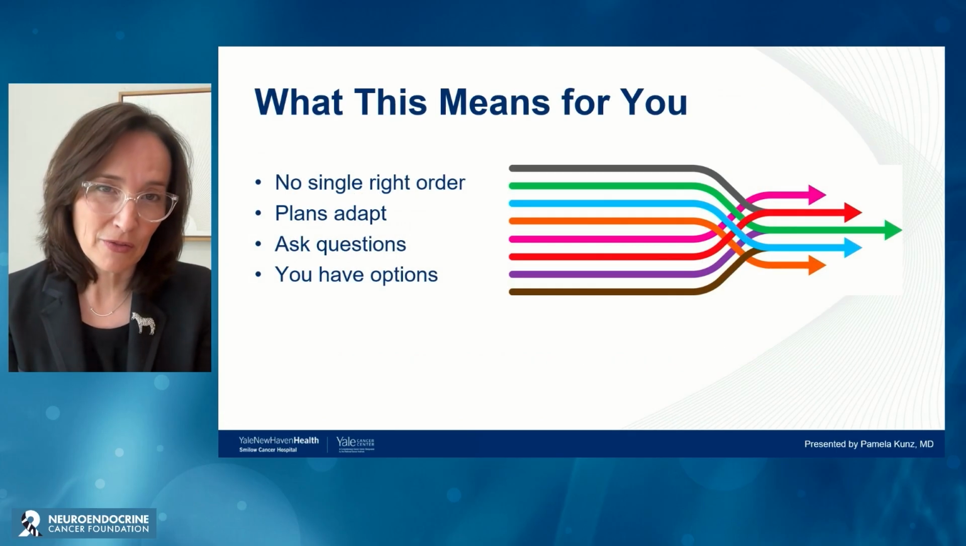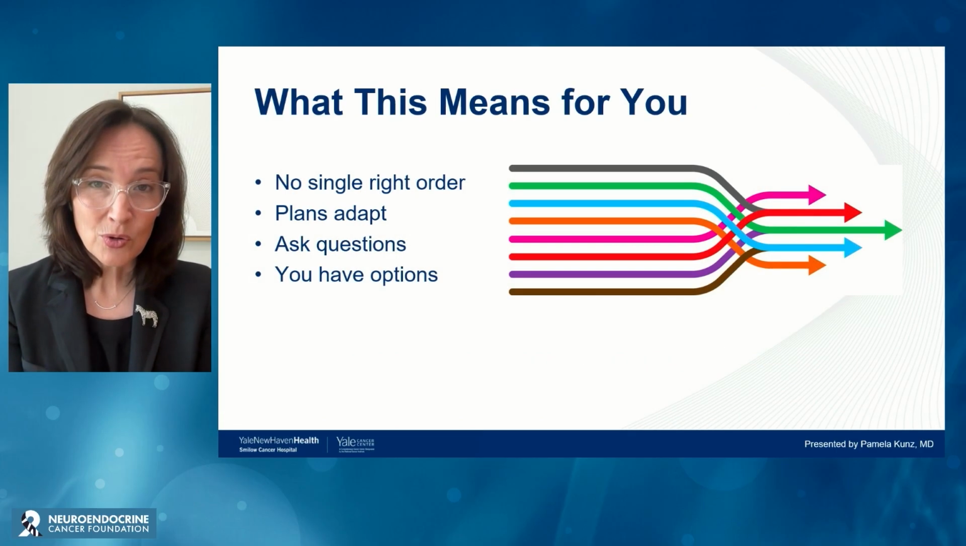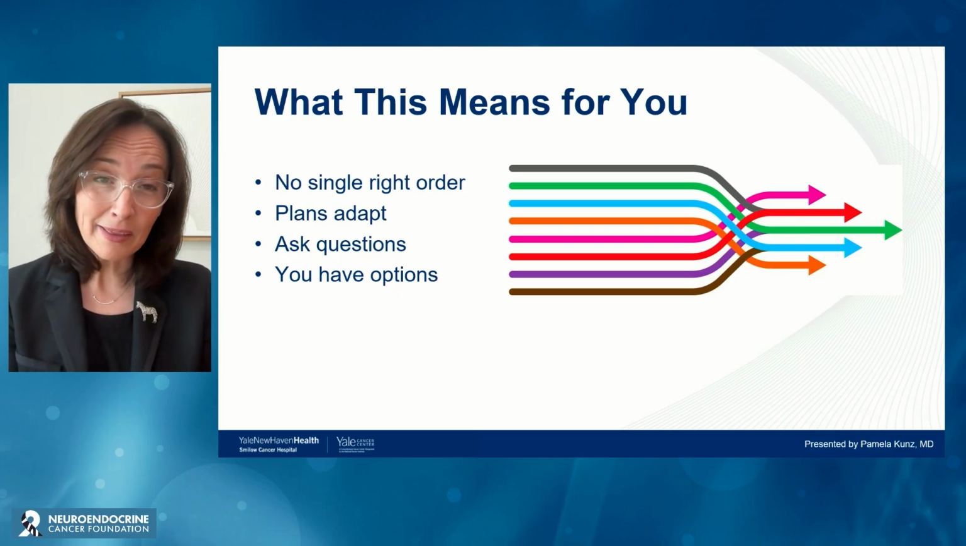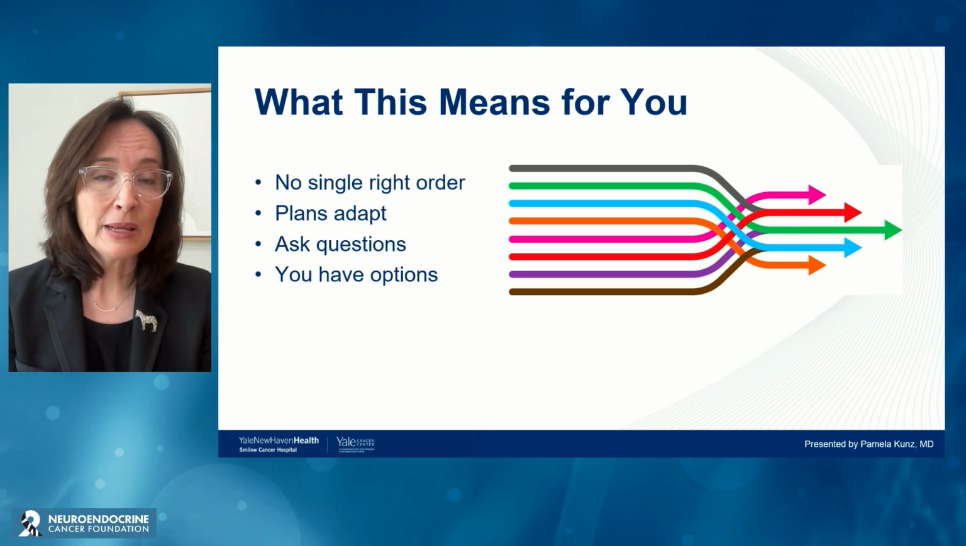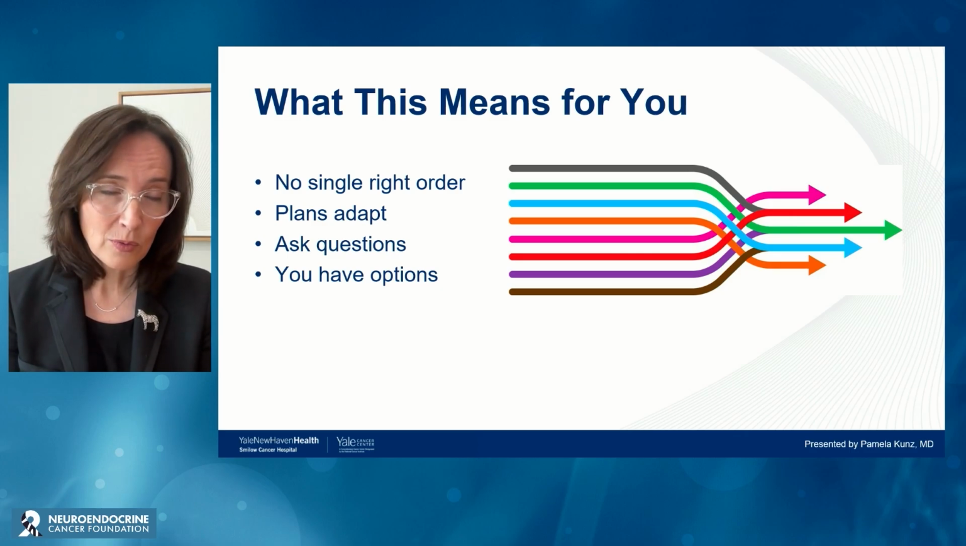So what does this mean for you? I think that there's no single right order. And another way to think about it is that there are several options for you. Plans may need to adapt over time. We really encourage you to ask questions about why we're making the decisions we're making.